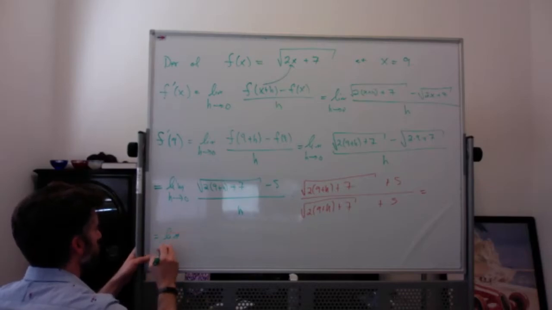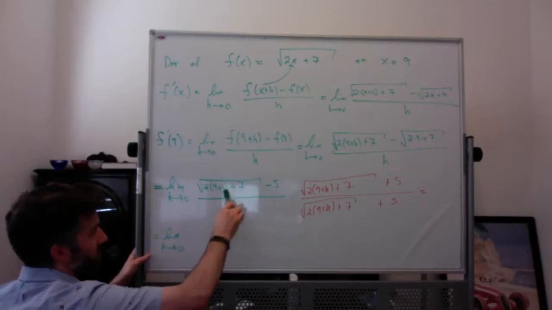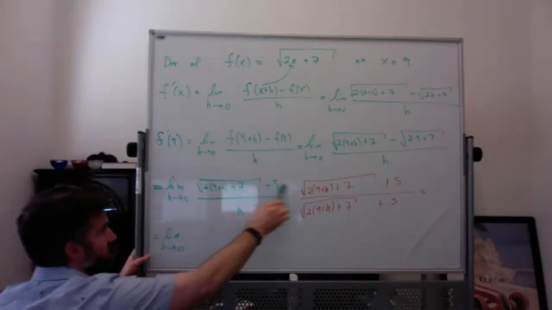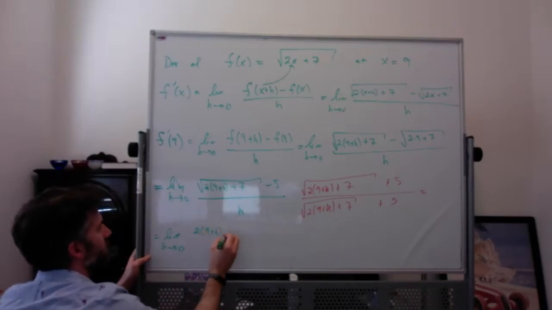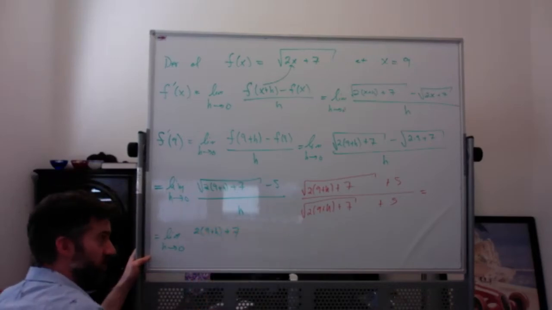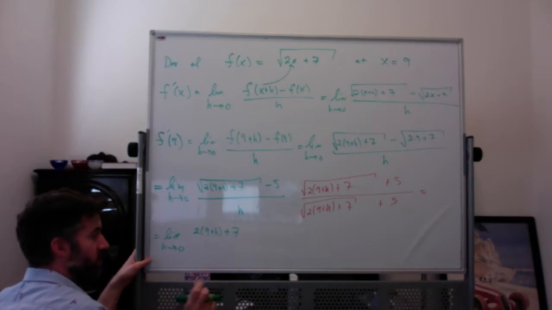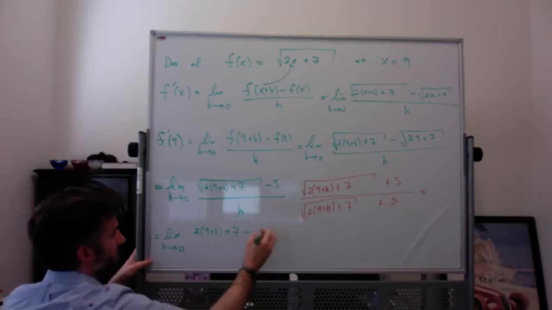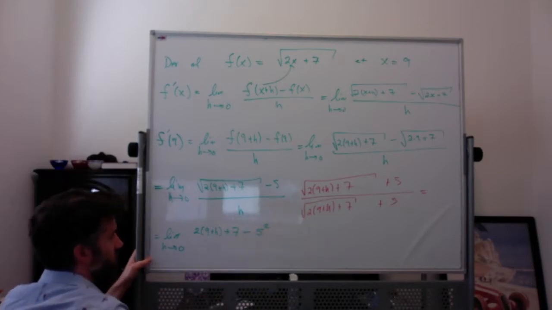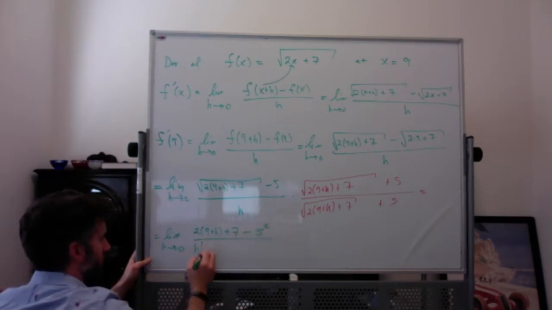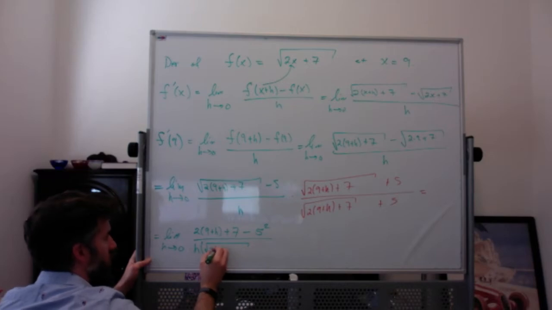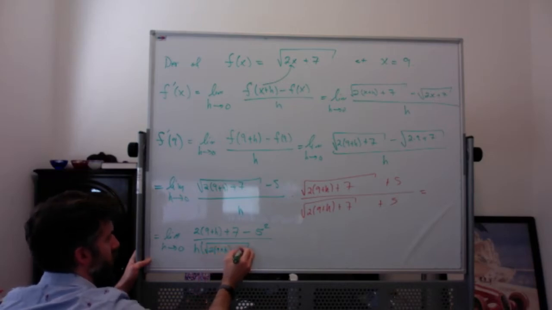When you multiply conjugates together, you always get the first thing squared. That's just 2 times 9 plus h plus 7 without the square root. The middle terms cancel, and then you get minus the second thing squared, which is 5 squared, or 25. All over the bottom, which is h times the square root of 2 times 9 plus h plus 7 plus 5.